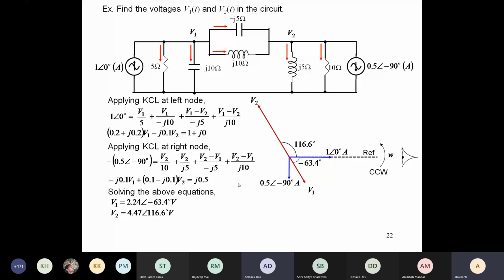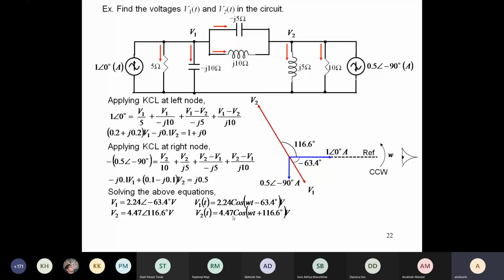As someone asked, the magnitude angle form actually means v1(t) equal to 2.24 cos(omega t minus 63.4 degrees), since the angle was minus 63.4. Similarly, v2 is 4.47 cos(omega t plus 116.6 degrees). Okay, so let us do the next problem.